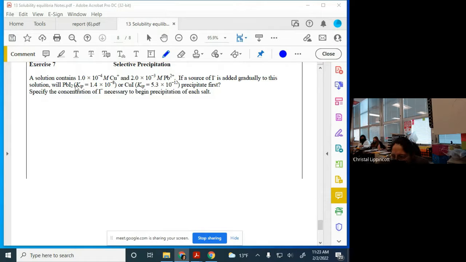So if we look at the PbI2, we know we're going to get Pb2+ and I-, but we're going to have 2 of those. So our KSP here, which is 1.4 times 10 to the minus 8, would equal, because this is the KSP of PbI2.